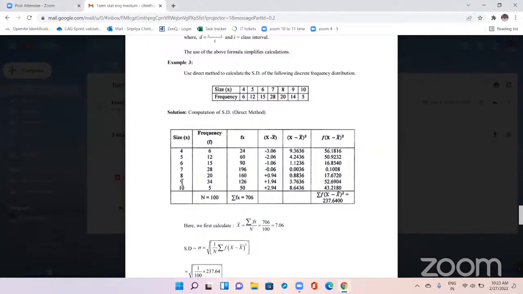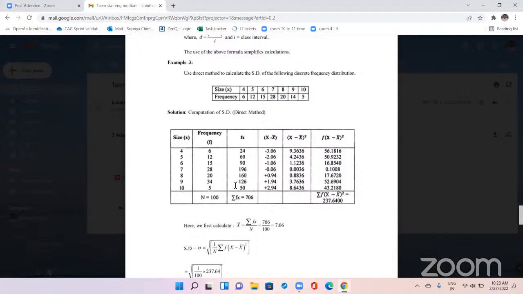Look, we have written the x values here, and here the corresponding frequencies. The total of f obtained is equal to 100. Check it. And f into x: 6 into 4 is 24, 12 into 5 is 60, 15 into 6 is 90. Like this you can take the total values. And then x minus x bar comes here.